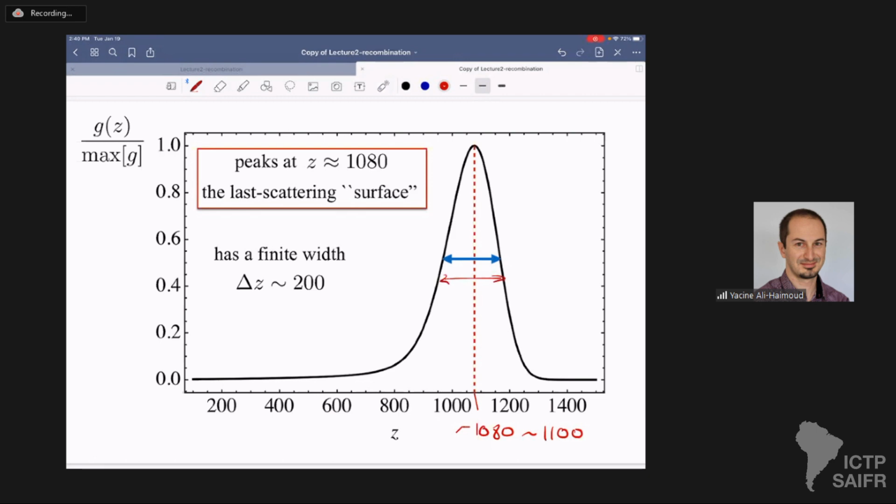So now our goal is going to be to understand this, which again is proportional to n_e σ_T times the exponential of minus the integral dt n_e σ_T between time t and time t0. So our goal is to compute this free electron fraction, hence the free electron density.